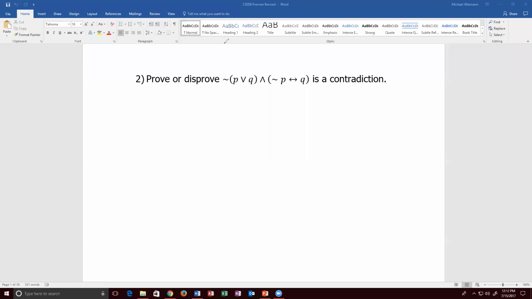Let's look at question number two here. Question number two asks us to prove or disprove that not (P or Q) and not (P if and only if Q) is a contradiction. For a contradiction, this time I'm looking for all false values when I evaluate this truth table. So we'll start out again since I have P and Q, just like in problem number one, 2 squared equals 4. So again, I'm going to list out my truth table in the same manner.